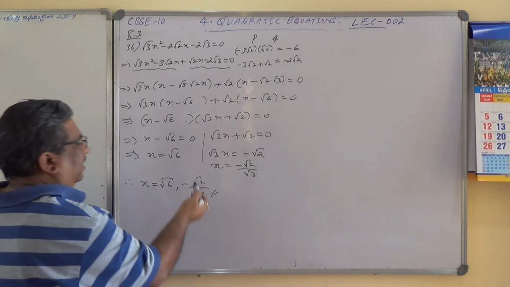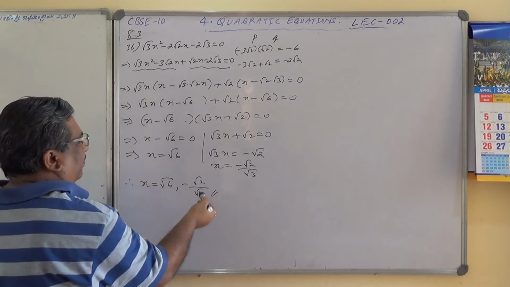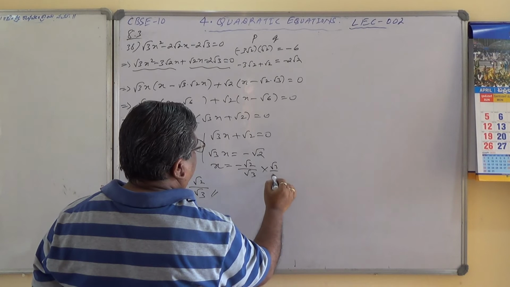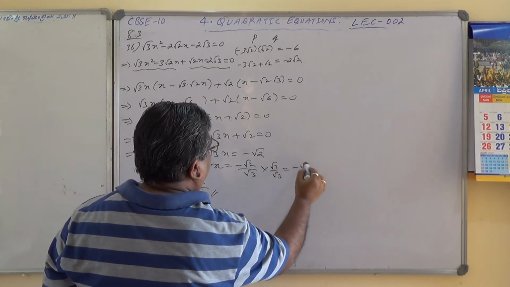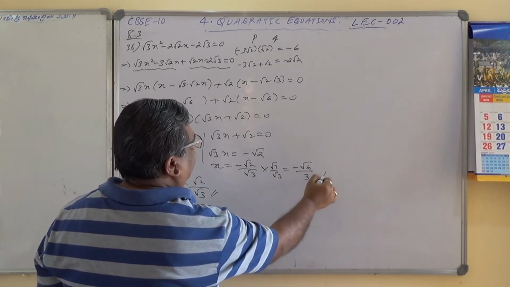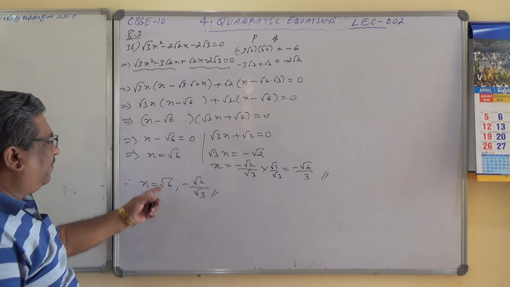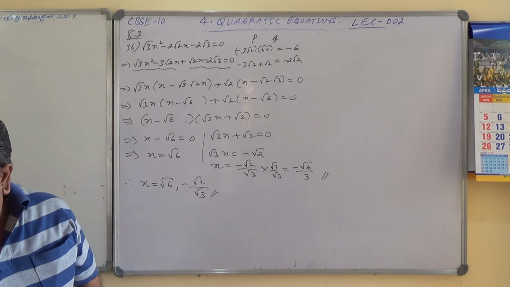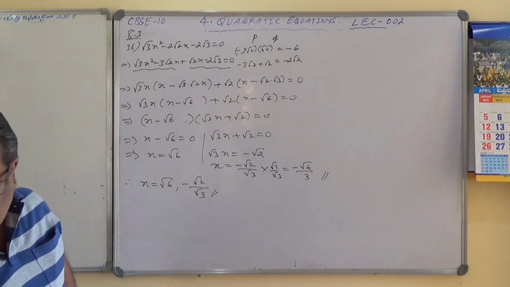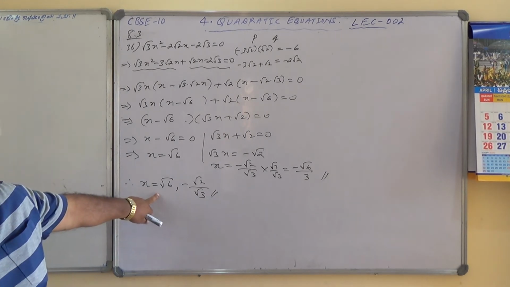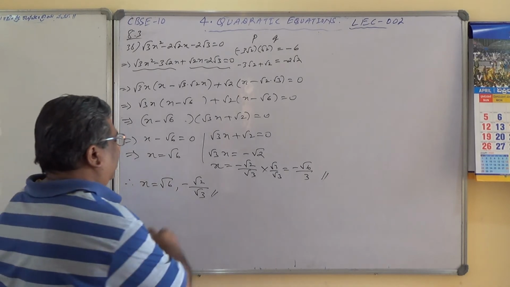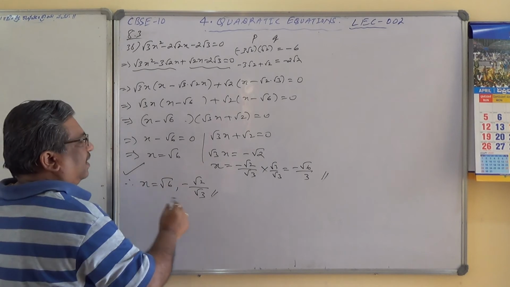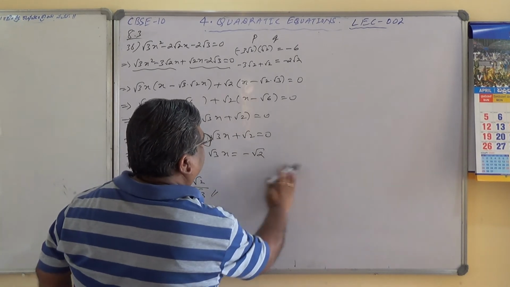Let me check the answer. Here he must have rationalized it. If you rationalize this, either of this should be the answer. Let me check. This is the 38th one. The 38th is root 6, minus of root 2 by root 3 is the answer given. So this is correct. Next question.